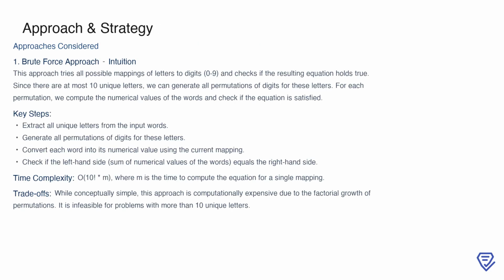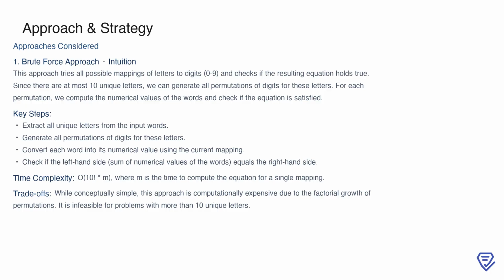To begin with, one straightforward approach we might consider is the brute force method. The intuition here is quite simple. We try mapping all possible digits, from 0 to 9, to the unique letters in the problem. Once we have a mapping, we compute the numerical values of the words based on this mapping and check if the equation balances. To break it down, the process involves extracting all the unique letters from the input words, generating every possible permutation of digits for these letters, and then evaluating the equation using these mappings.